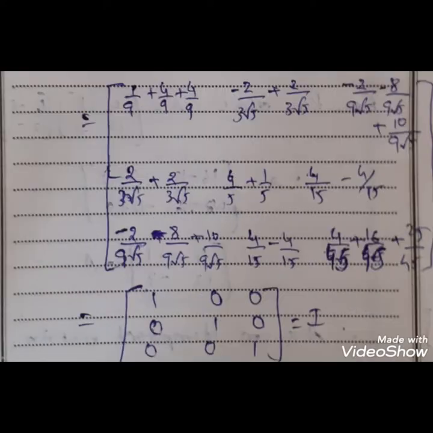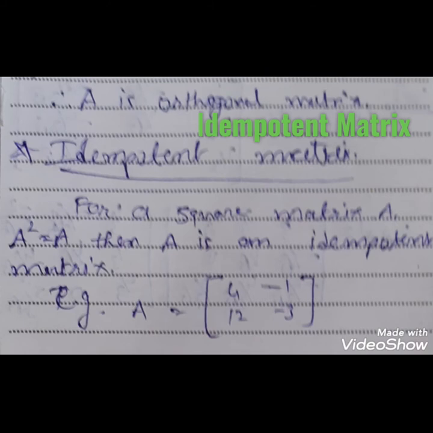So here we get the multiplication of these two matrices: 1 plus 4 plus 4 is 9/9, 1 minus 2 plus 2 is 0, minus 2 minus 8 minus 10 plus 10 is 0. In the second row, minus 2 plus 2 is 0, 4/5 plus 1/5 is 5/5, 1, 4/15 minus 4/15 is 0, means 0 1 0 are the elements of the second row, and similarly we get 0 0 1 as the elements of the third row. This is an identity matrix, means A into A dash equals I. So A into A dash equal to I means we say that A is an orthogonal matrix.